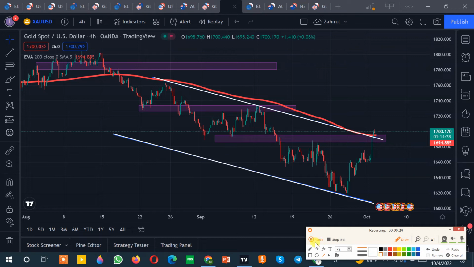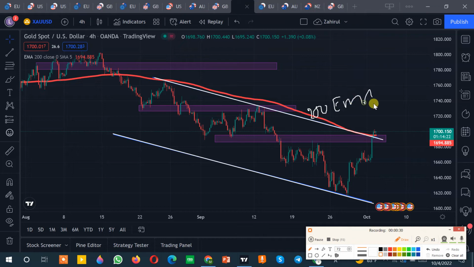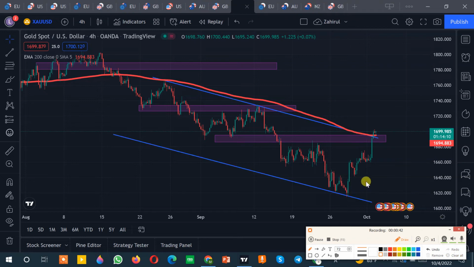The 200 EMA is above the current market. This is the 200 EMA. This 200 EMA also indicates that the market is in a downtrend. So from this downtrend market, our searching point is only for sell.